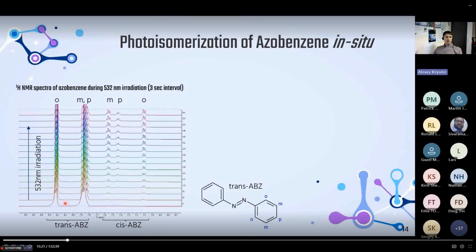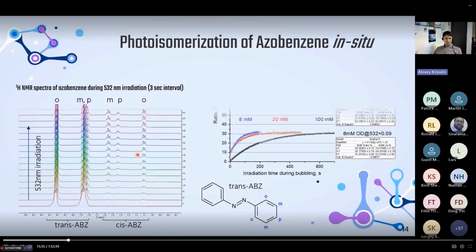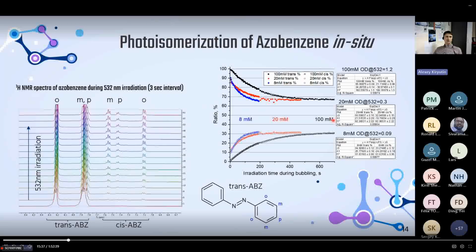The slide shows a series of proton NMR spectra of azobenzene recorded after continuous green light irradiation every 3 seconds. One can clearly see the gradual transformation of trans-azobenzene into the cis isomer. On the right, photoisomerization curves are shown for different concentrations of azobenzene. The higher the concentration, the slower the photoisomerization proceeds, which is explained by the increased optical density. These initial experiments demonstrated the importance of delivering as much light as possible to the sample in order to quickly convert trans to cis and cis to trans.